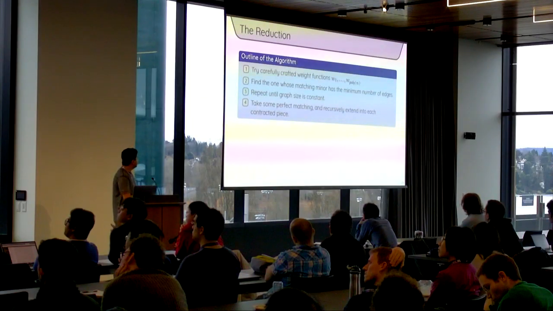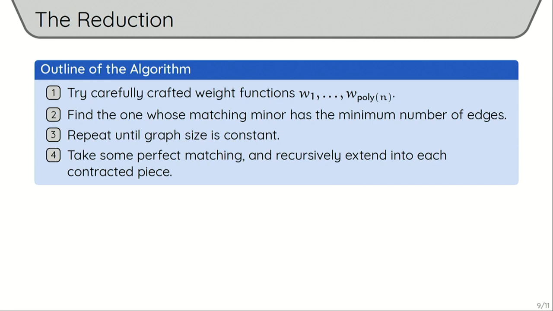So one thing that you can do is choose a weight function and then get a reduction in your input size by removing a bunch of edges and also contracting pieces of the graph. Then you have to again solve the minimum weight perfect matching problem in the new graph. Okay? So this is roughly the outline of the algorithm.